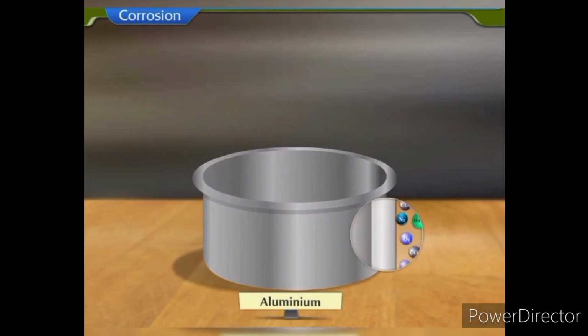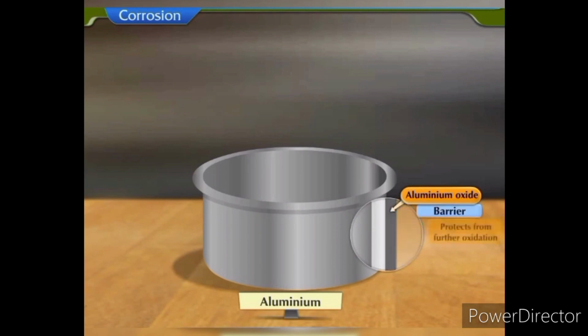It reacts with the moist air to form a layer of aluminium oxide on the aluminium. This layer of aluminium oxide actually forms a barrier and protects the aluminium object from further oxidation. If this layer is made thicker, then the aluminium object can be protected from corrosion even more effectively.